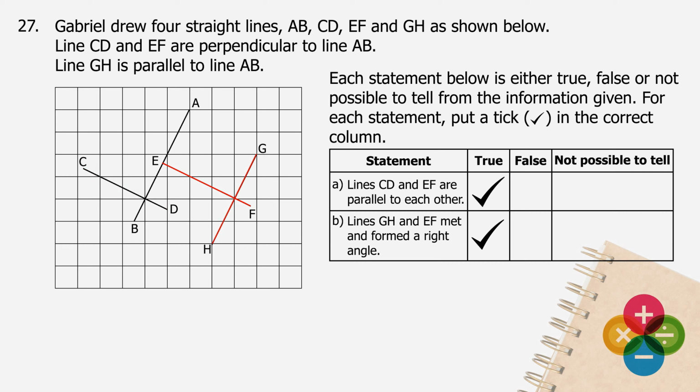Let us draw the lines GH and EF in red. We can clearly see that lines GH and EF met and formed a right angle. The answer for B is true.